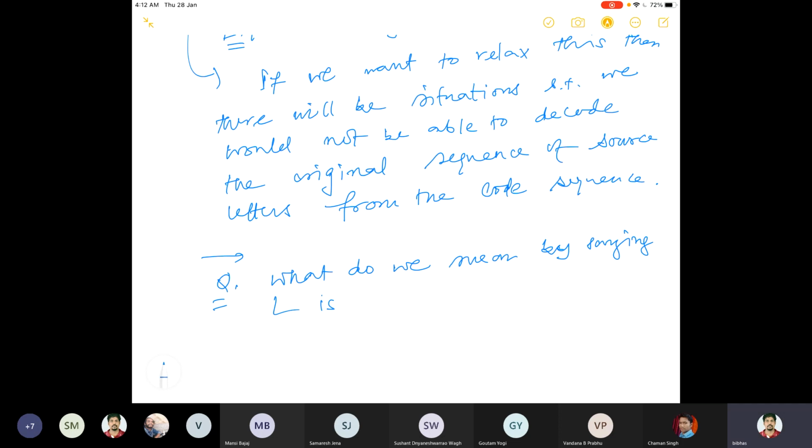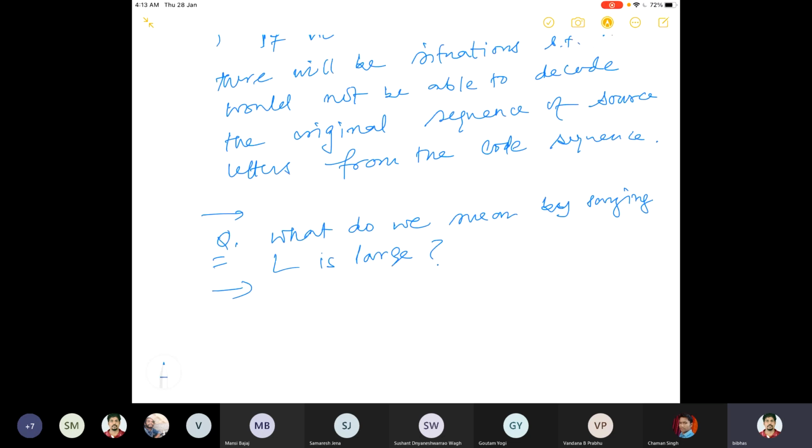The meaning can be considered like this: you may consider that you have this communication system where this information source is generated, and in the entire lifetime of the system, how many sequences of source letters are sent. So that length could be very, very high. So what do you mean by saying L is large? We'll see what is the application of this. We'll come to that, but let's keep this question in mind.